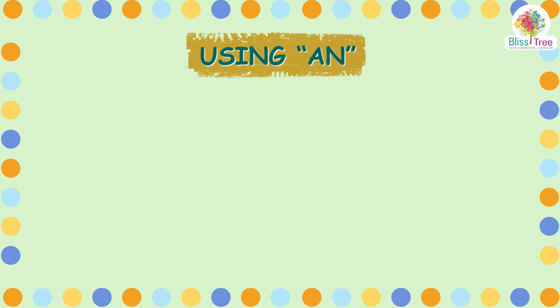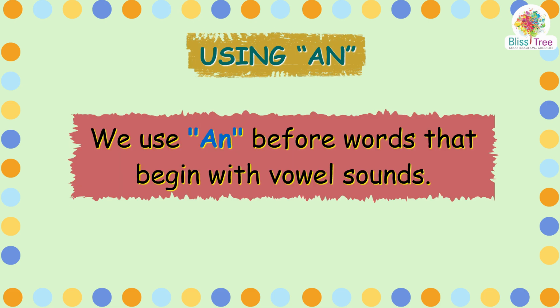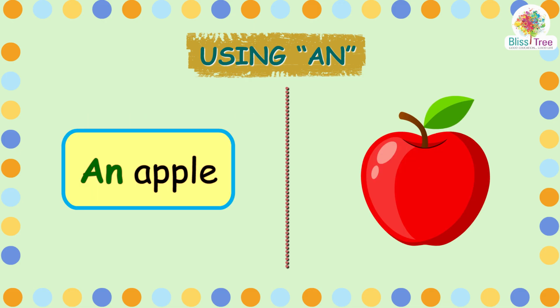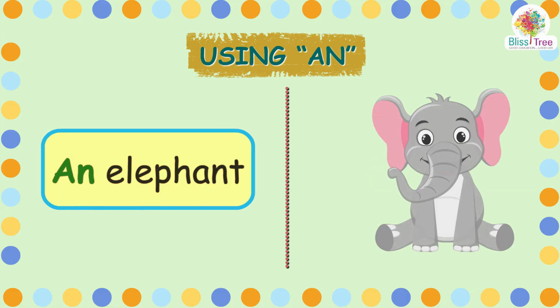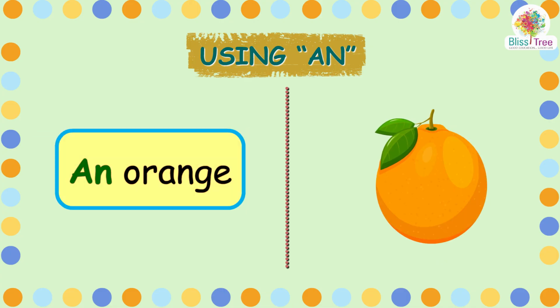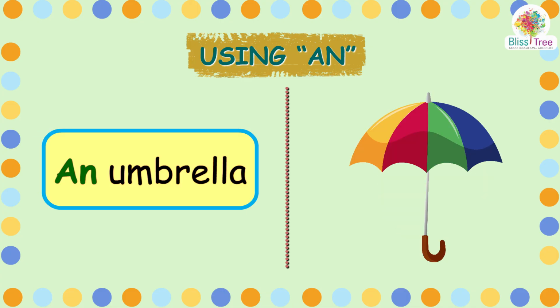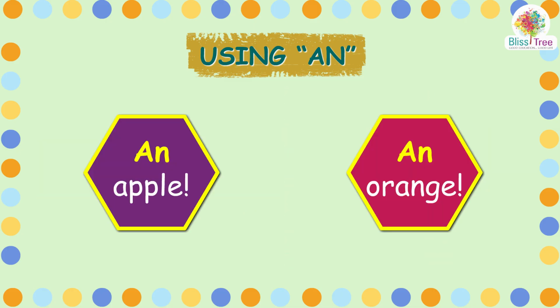Using an. Now let us learn about an. We use an before words that begin with vowel sounds, such as an apple, an elephant, an ice cream, an orange, an umbrella. Say them with me. An apple, an orange. Wonderful.